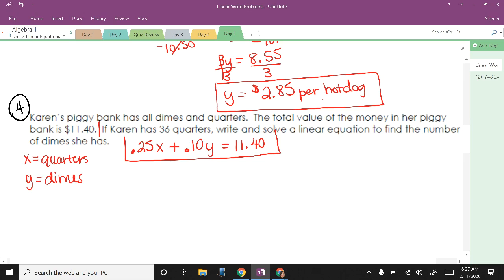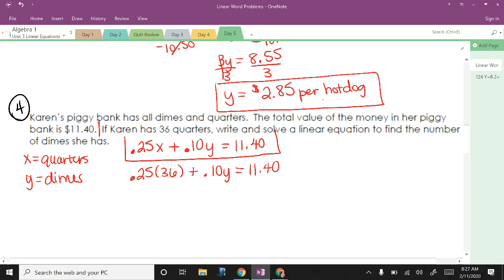Do y'all see where I got the 0.25 and 0.10? Because those are the values of quarters and dimes. All right, so there's our linear equation. Now it tells me Karen has 36 quarters. Find the number of dimes. So what do I plug 36 in for, X or Y? Yeah, my X is quarters, right? So I'm going to say 0.25 times 36 plus 0.10Y equals 11.40.